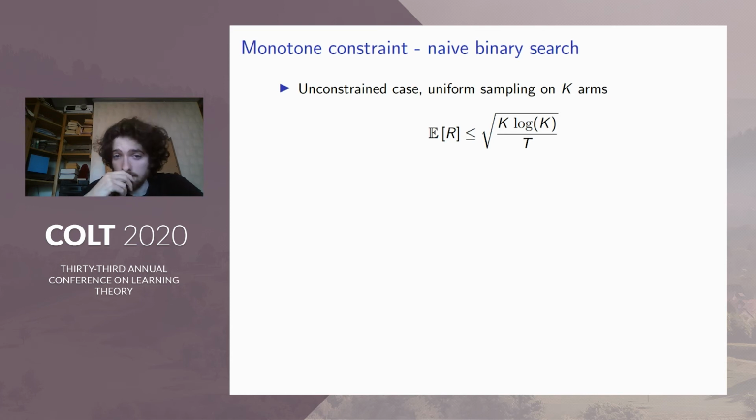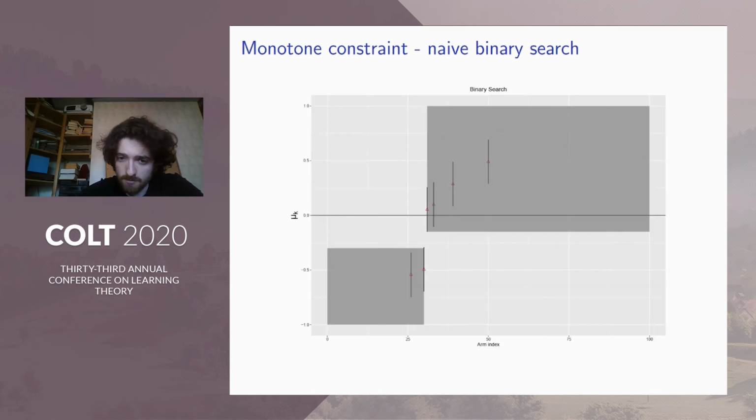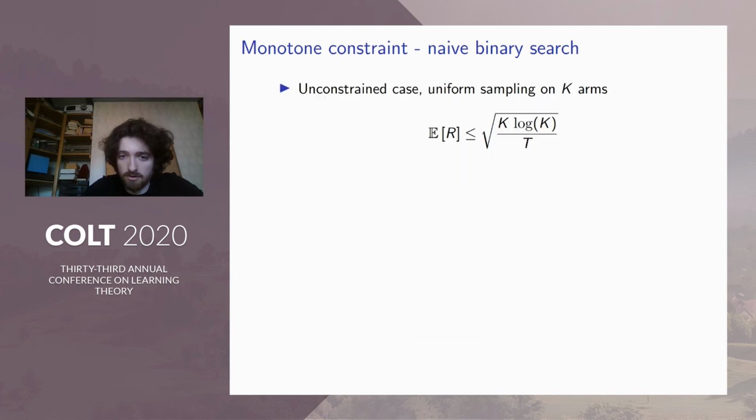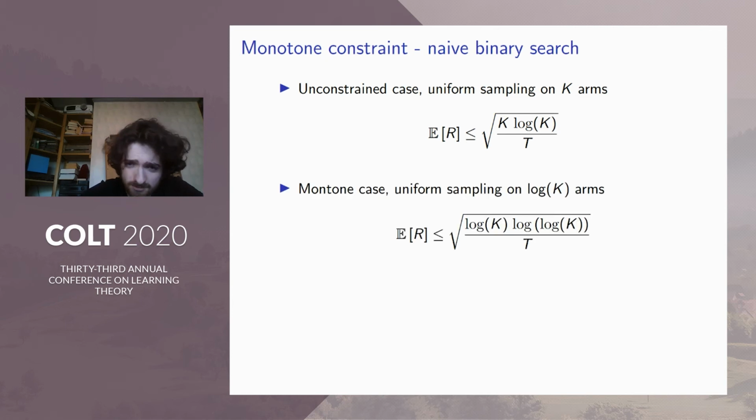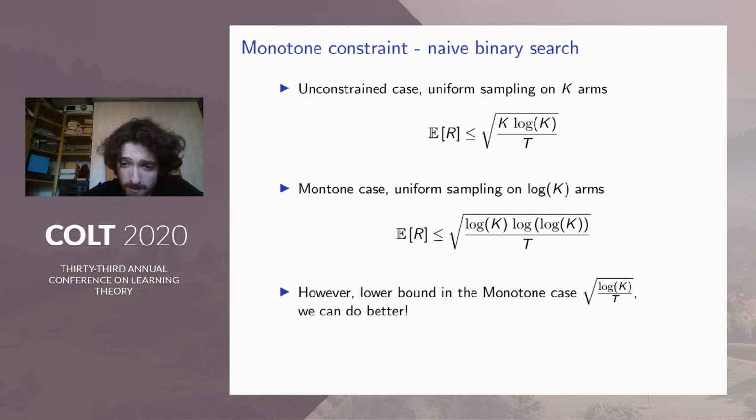So in the unconstrained case, we divided our budget across K arms, but now we just look at a subset of our arms, which is of size log K. So now we divide our budget across log K arms. When we look at our bound on regret, this root K over T becomes a root log K over T, and this log K becomes a log log K, because now we're doing a union bound across log K arms. Again, this bound is given up to universal multiplicative constants. But it turns out that a lower bound in the monotone case is of the order root log K over T. So this upper bound still isn't good enough. We have to do better.